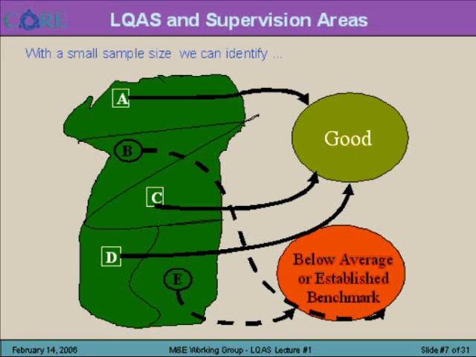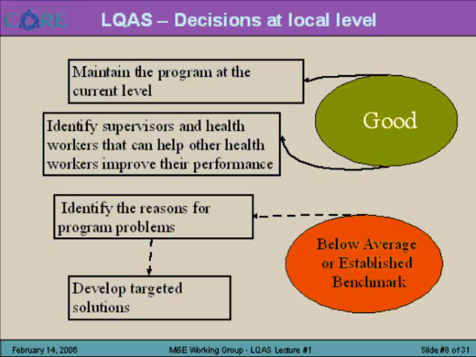Now, why is this so important? Well, by knowing which sub-areas are performing good and which ones are performing below average or below an established benchmark, local managers can make informed decisions on how to allocate resources.